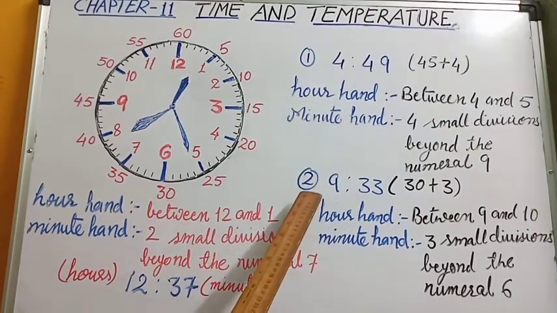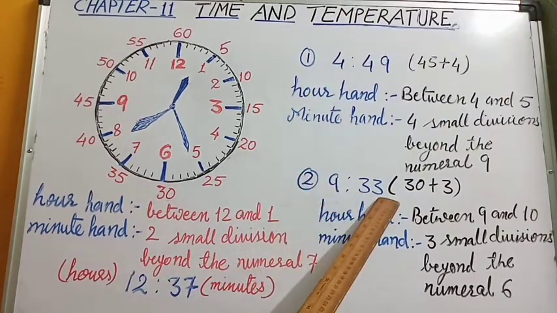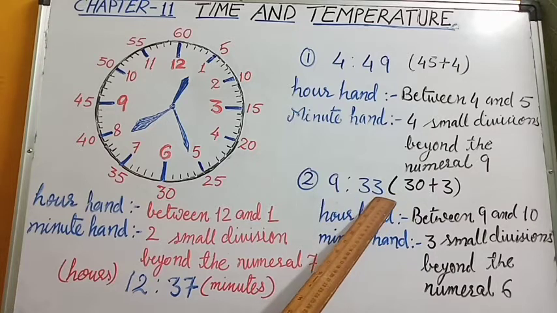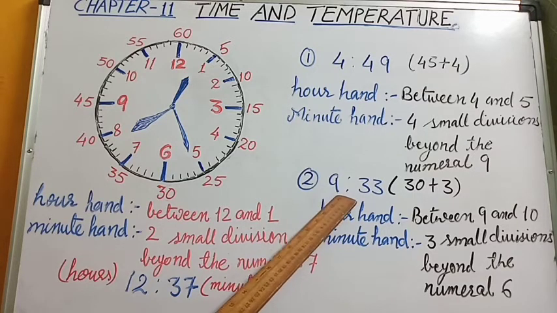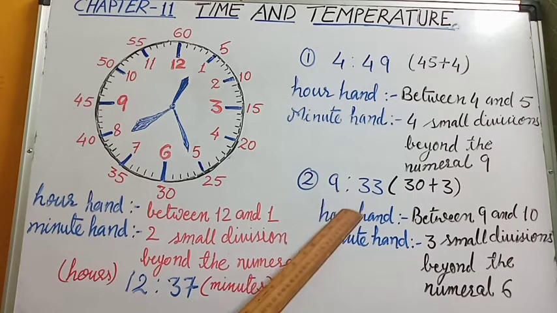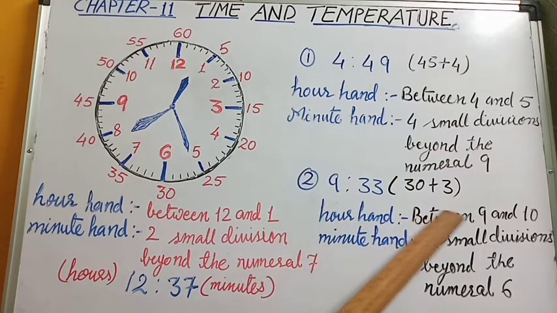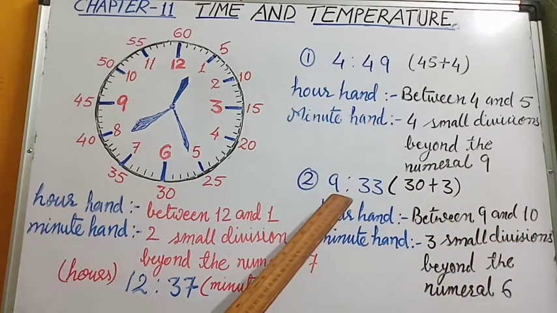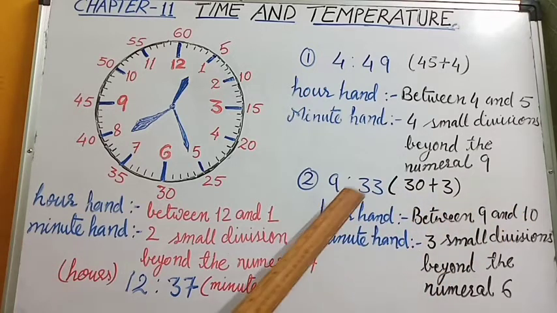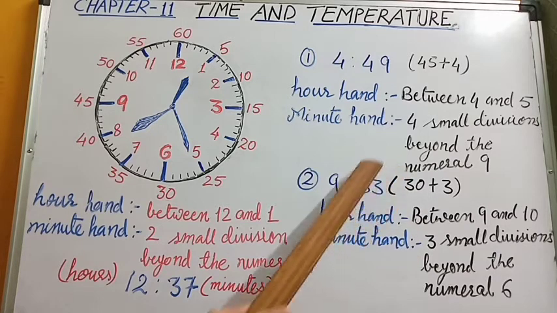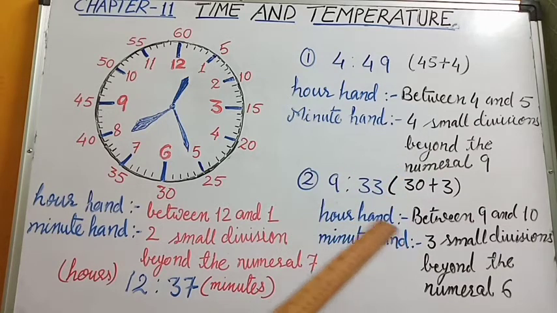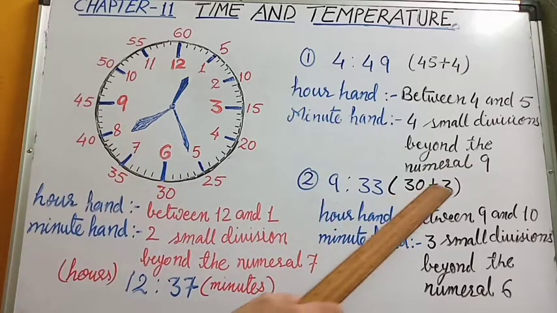Let's take the second time, 9:33. 33 we can say 30 plus 3. The left hand side digit shows hours, so for 9, the hour hand will be between 9 and 10. And the minute hand is at 33 minutes, that means 30 plus 3.